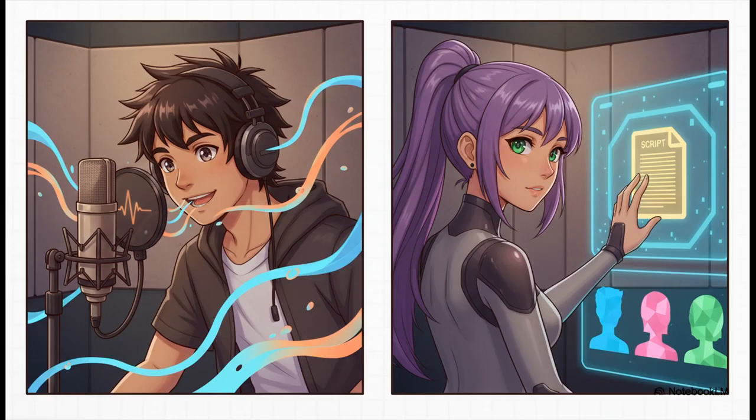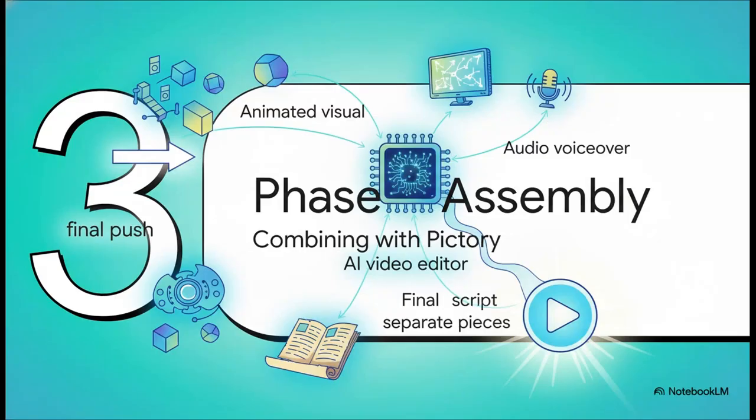Or, if you're not feeling up to it, you can use an AI voice generator like ElevenLabs. You just copy-paste your script, pick a voice you like, and boom! It creates a super high-quality audio file for you. All right, we're on the home stretch. We've got our animated video, we've got our voiceover track, and we've got our original script.